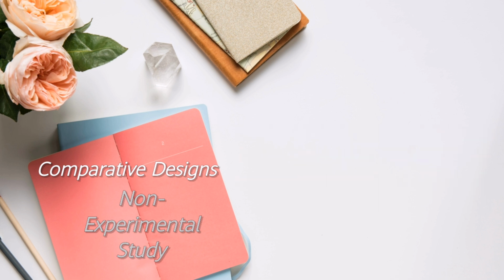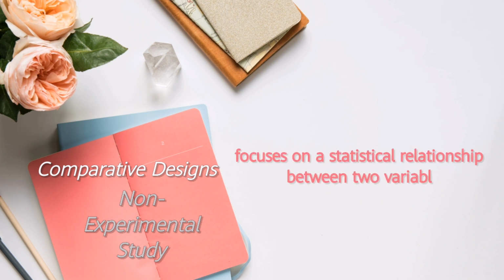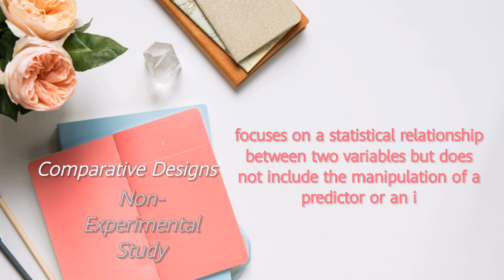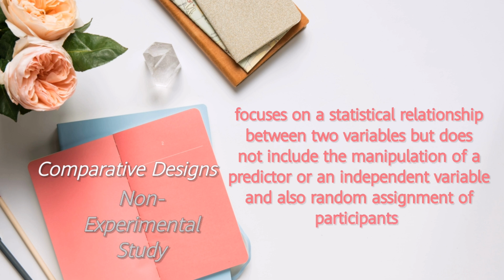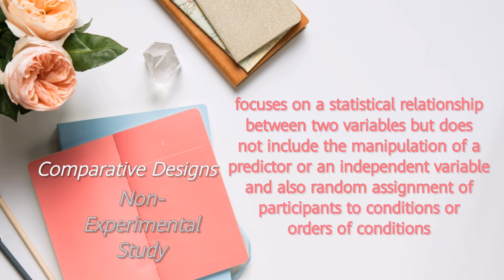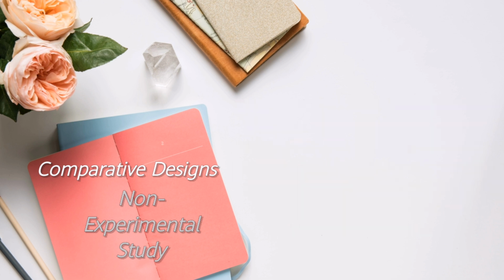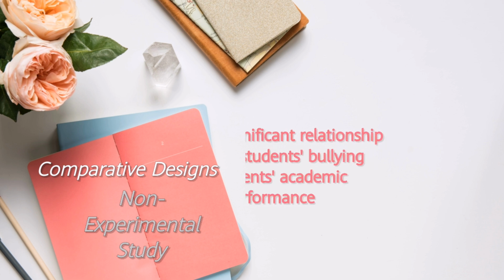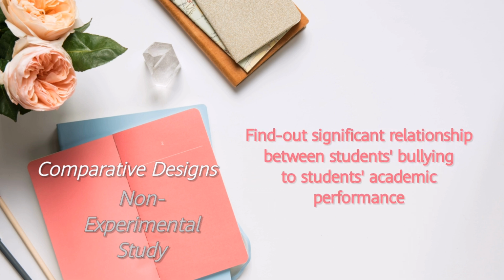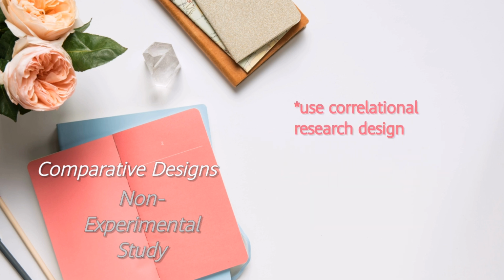Second, research can also be non-experimental because it focuses on a statistical relationship between two variables, but it does not include the manipulation of a predictor or independent variable, and also random assignment of participants to conditions or orders of conditions or both. For example, if a researcher would try to find out the significant relationship between students' bullying and students' academic performance, the researcher might just use correlation design and does not have to conduct an experiment.